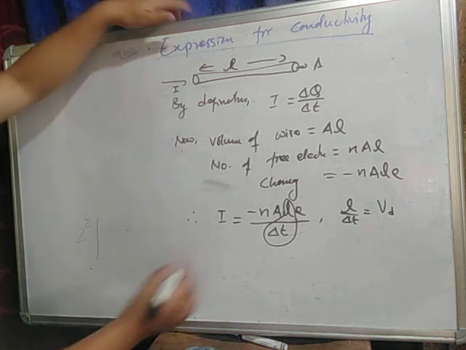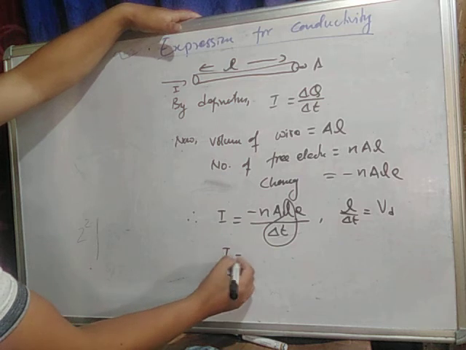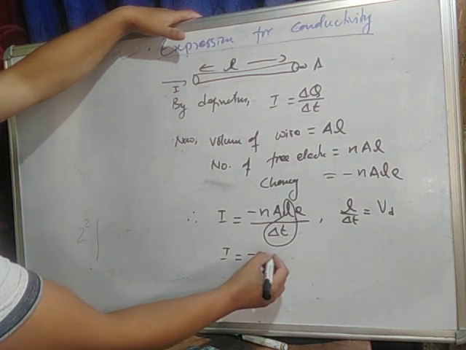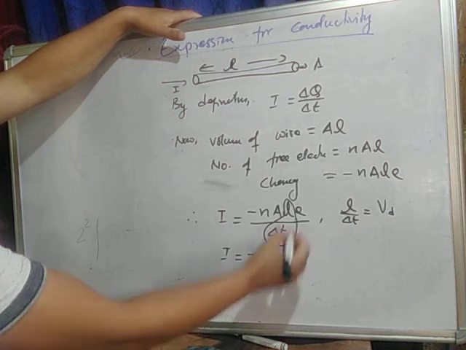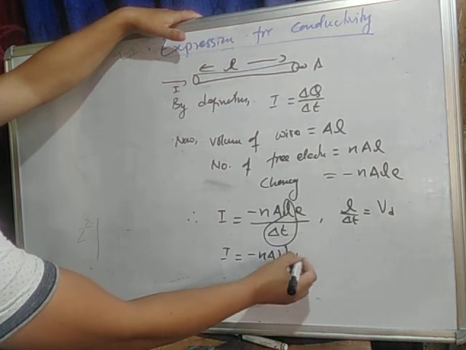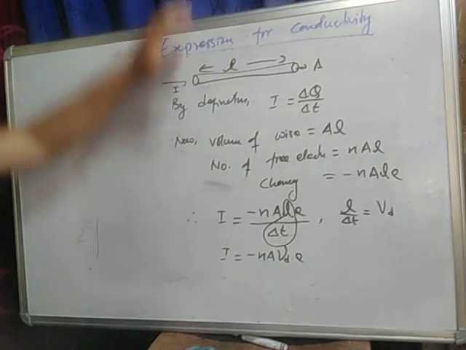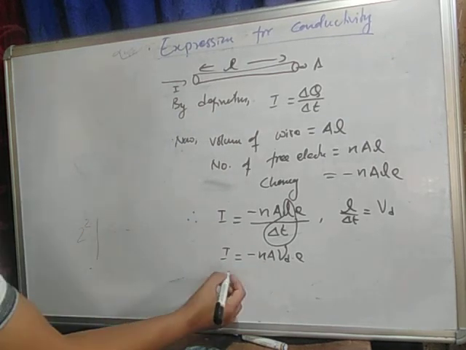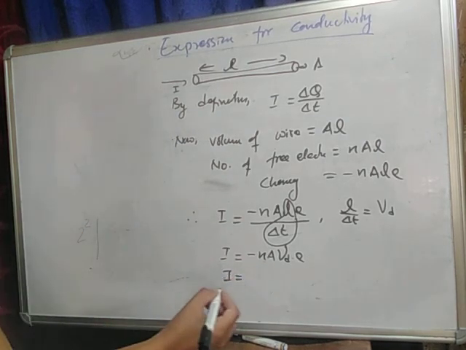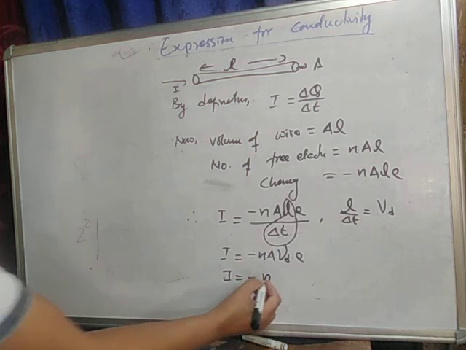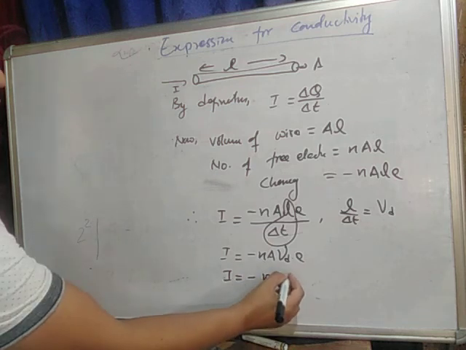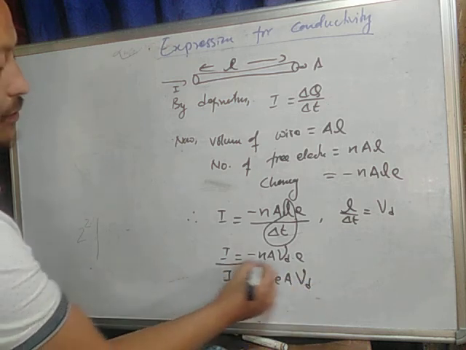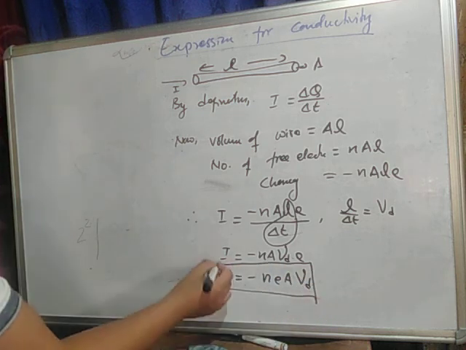Yes, so I equals to how much? Minus n e A v_d, or you can write I equals minus n e A v_d. So this is your expression for current. Clear?